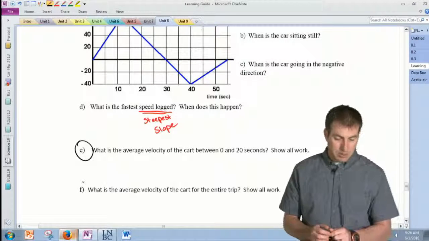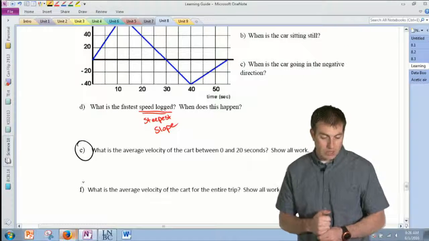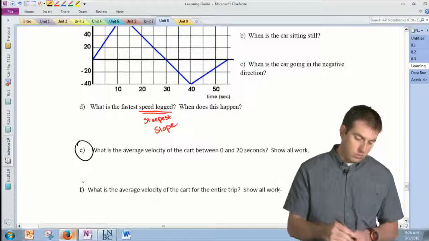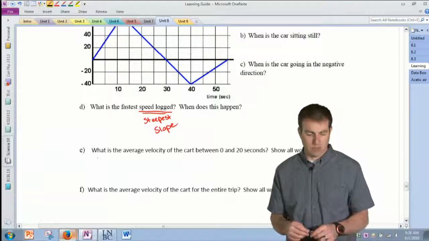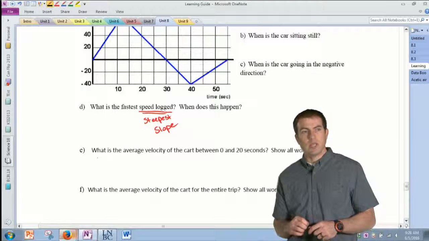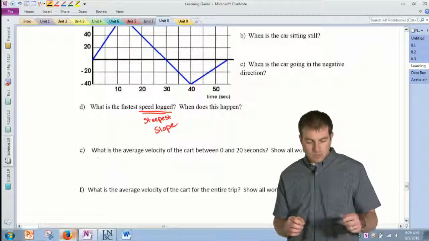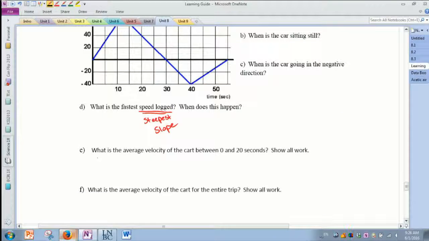Perfect. Maybe I'll put you on the spot, Ava, and I'll ask you how you did E, and then we'll maybe do the same process for letter F. It just kind of is a bit confusing when we get to F. So for letter F, it asks for the average velocity of the car for the entire trip. And letter E is the average velocity between 0 and 20 seconds. So they're both asking for average velocity.